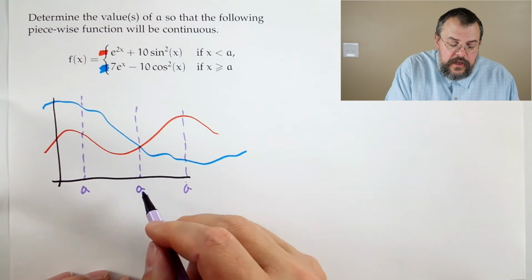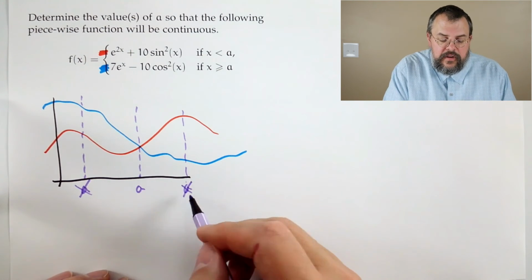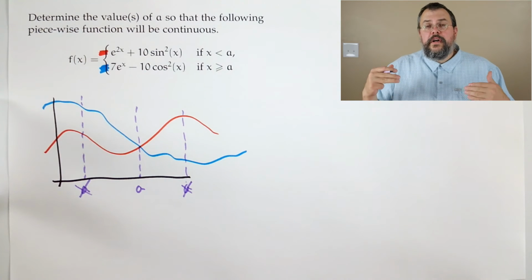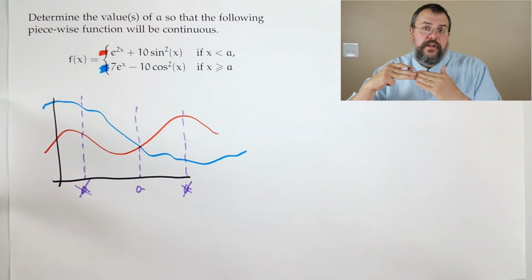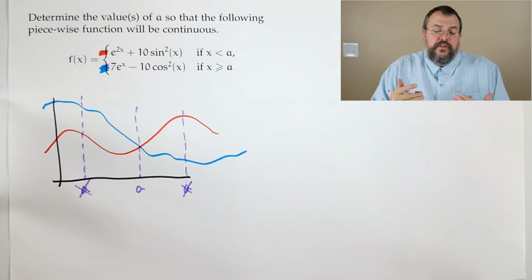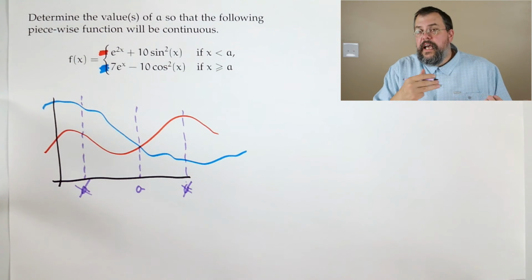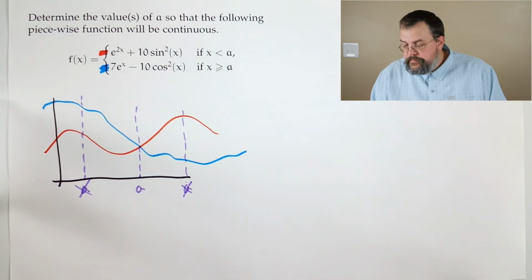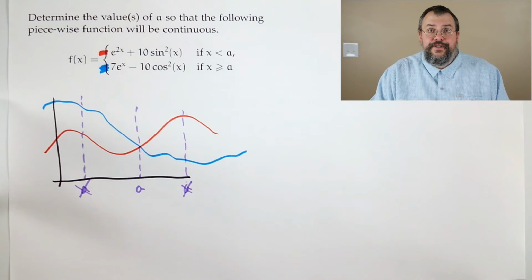So what we're really looking for in order to make this continuous is we have to figure out where to glue them at a crossing point. So our choice for A is going to correspond to any place where I cross. Okay, that's not so bad.